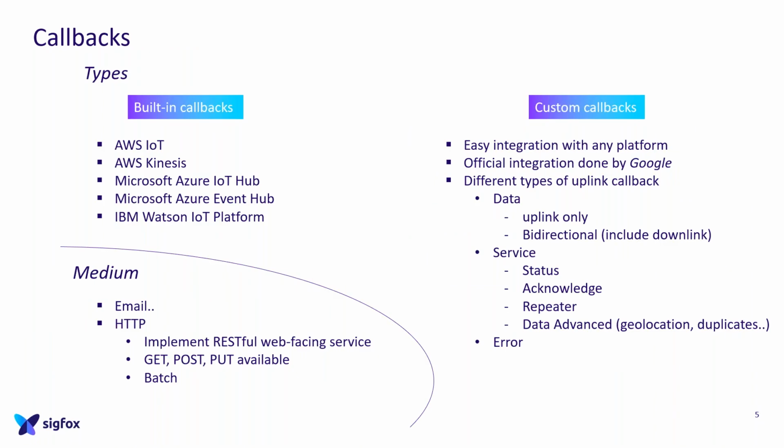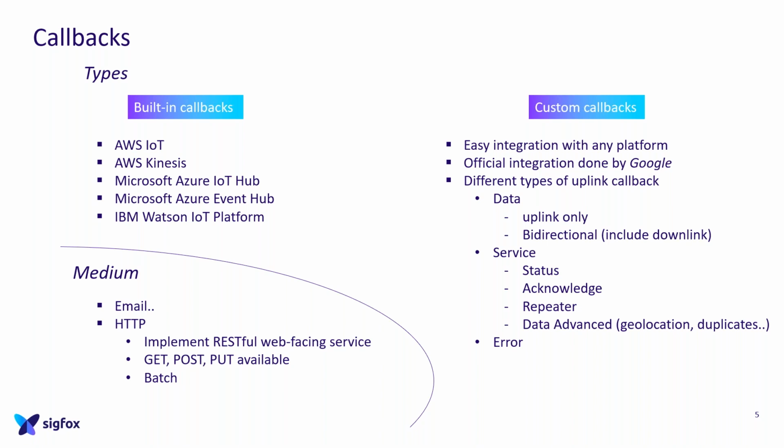So here we start with the callbacks. Here are the different callbacks. There are two types of callbacks. The first are the built-in callbacks. Those have been developed by the backend team to support some well-known IoT platforms, I would say. So AWS IoT, for example, or Microsoft Azure, IBM Watson as well. Then the most used ones are the custom callbacks. Those are the ones you can configure on the backend or set up through API, for example, to get continuous data from your devices into your platform.